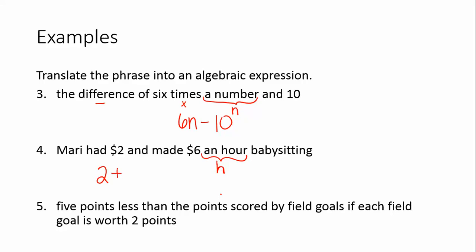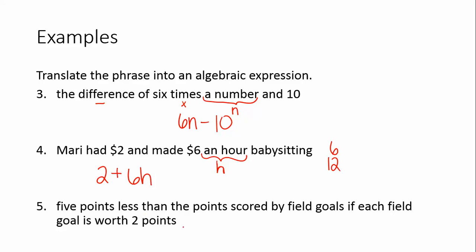So how do we do $6 an hour? Well, we can think of it as, if she babysits for 1 hour, she makes $6. But if she babysits for 2 hours, she makes $12. So what did we do to 6 to get 12? We multiplied it by 2. So we want to have 6H, or 6 times H. So the expression for if Mary has $2 and makes $6 an hour babysitting is 2 plus 6H.